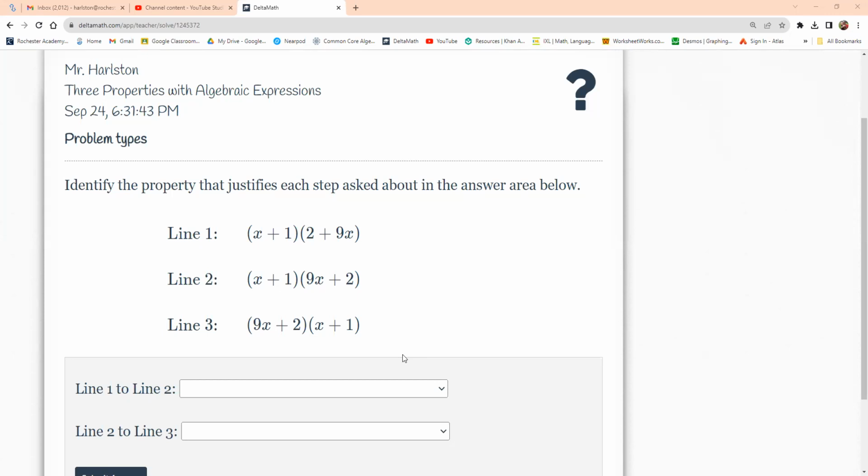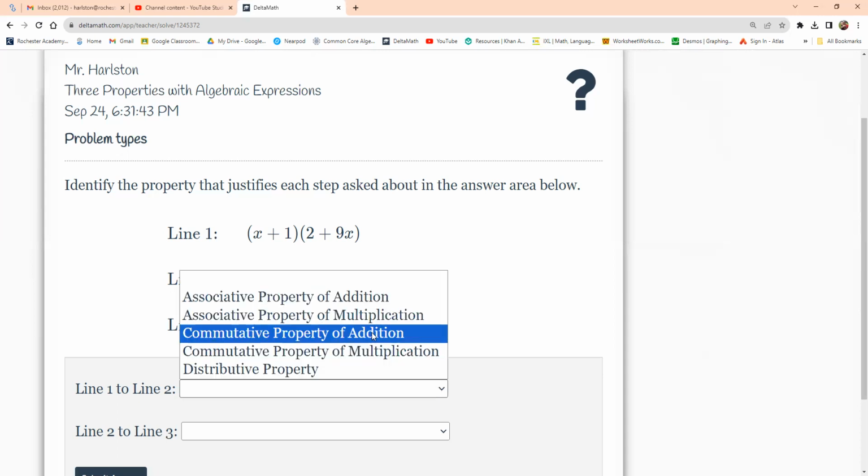Let me grab this and move it down. Okay, so now we got line one, we got parentheses x plus 1 times parentheses 2 plus 9x. In the second line, we have basically the same thing, except within the second parenthesis we just reverse the order. Instead of 2 plus 9x, we do 9x plus 2. Remember, whenever you reverse the order, it's like a commute. You commute into work, and then you reverse the order and commute home from work. So this is the commutative property, and because we have an addition sign inside the parentheses, it's the commutative property of addition. So we would choose that one.